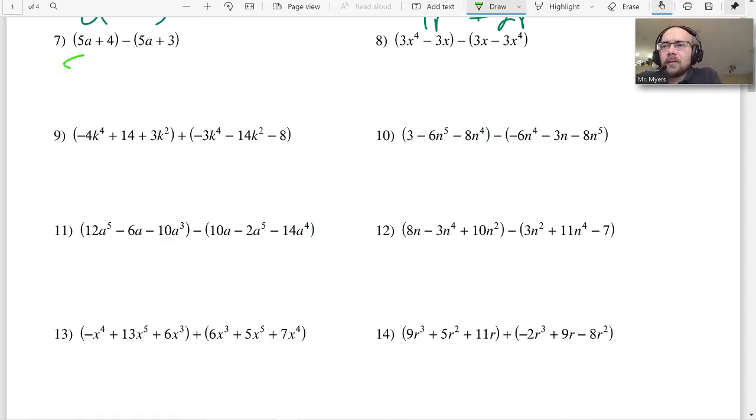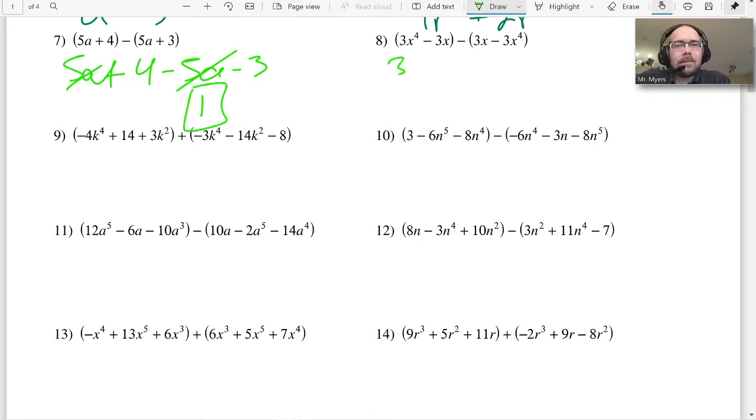Let's see here. So 5a plus 4. Oh, sorry, that's a little weird looking there. Minus 3. 5a minus 5a is 0. And that's a positive 4. I know it kind of looks a little weird. I messed up when I was drawing that. 4 minus 3 is 1. The answer is literally just 1.